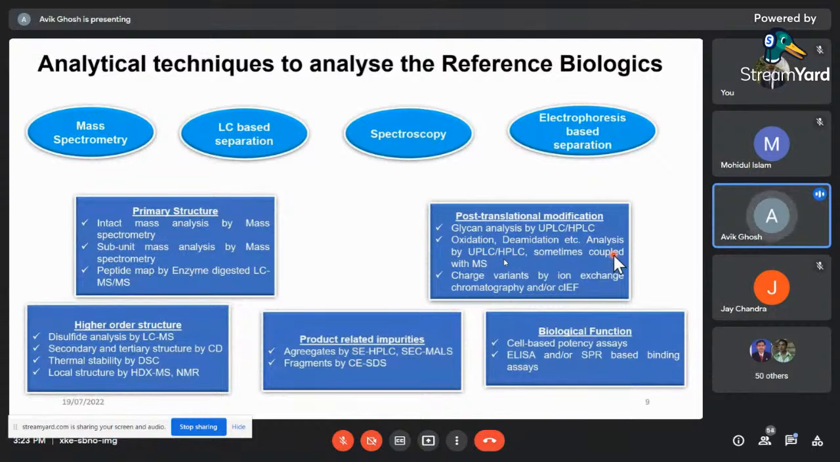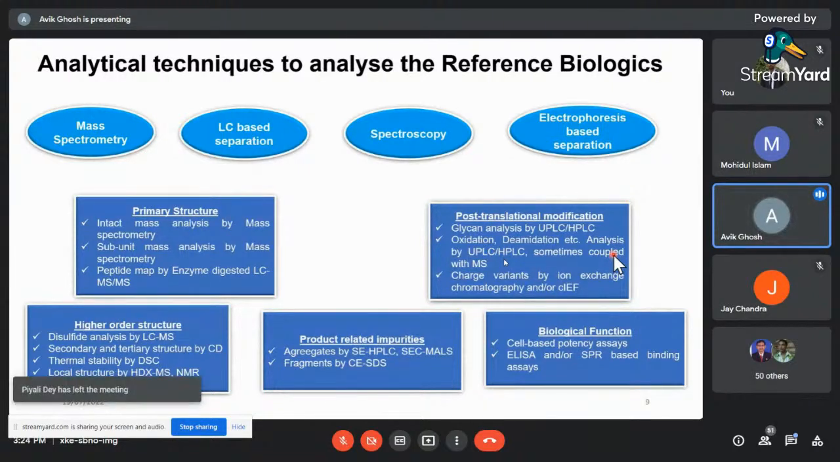And then biological function. One is the efficacy or potency of the product, which is generally shown by a potency assay, which is basically a cell-based technique. And then ELISA or surface plasmon resonance based techniques generally show the binding part, where the target binding ability of the protein is measured.